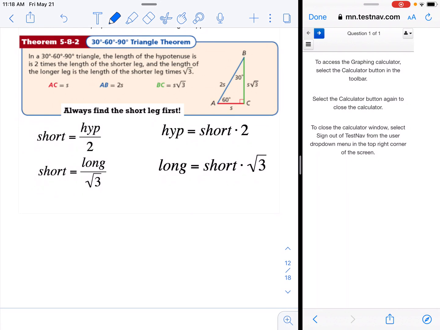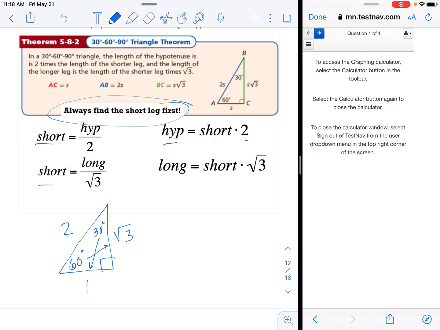So you can set up a proportion with the most basic triangle, 1, 2, and square root of 3, where this is the 60 degree angle and this is the 30 degree angle. 30 is opposite the shortest side, and then 60 is the middle side. Always find the short leg first, and then you can use any of these equations to find the short leg. To find the hypotenuse, you're going to double the short leg. To find the long leg, you're going to multiply by the square root of 3. The long leg, again, is the side across from 60 degrees. The short leg is the side across from 30 degrees.